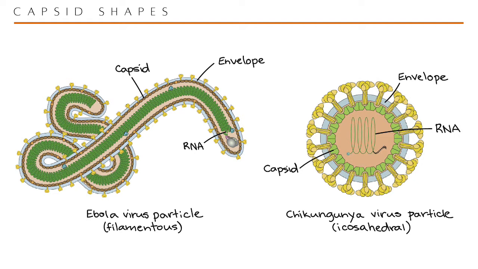how do these differences in shape become significant in terms of the virulence of a certain virus, in terms of how a virus replicates, and how important it is for this capsid to retain this shape once the virus is being assembled.